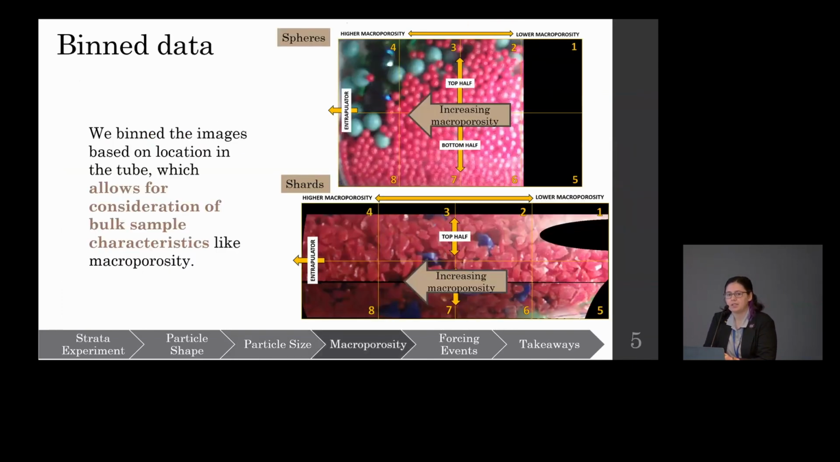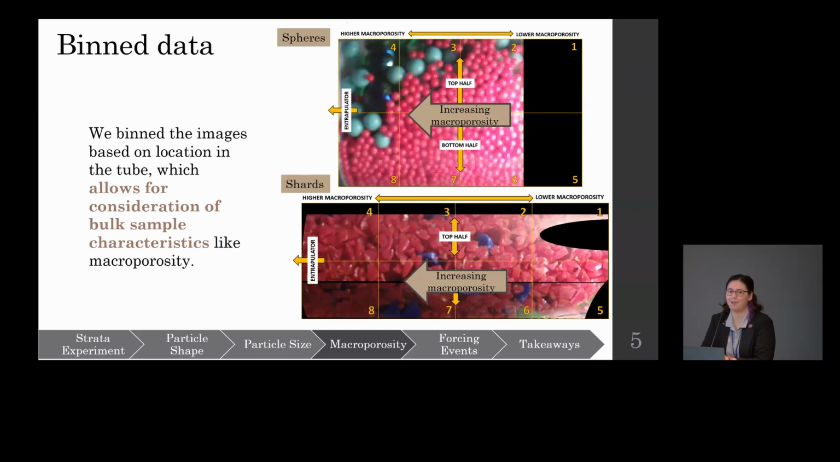So the next thing that we did is we wanted to look at some of the tube characteristics and where we are in the samples. And so we binned the images. In this context, that means we took each image of the tube and broke it apart into 8 bins so that we could talk about what was going on relative to where each section, each bin, is in regards to the tube. In this talk, I'll talk about macroporosity specifically.